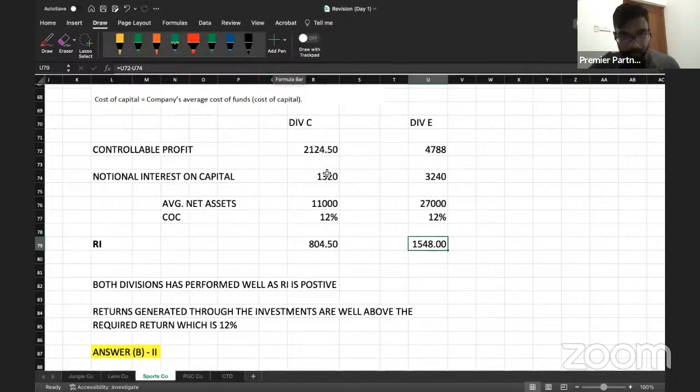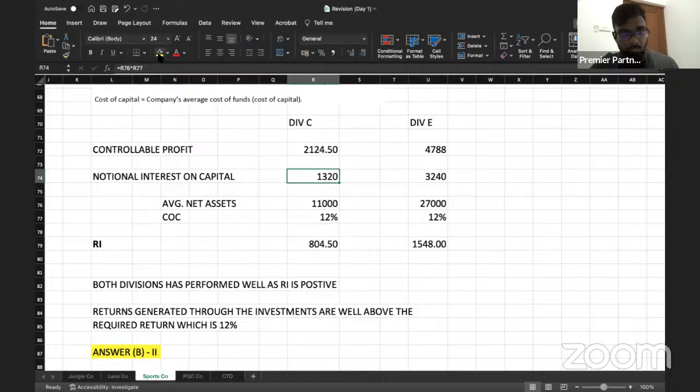People, look at this. So I'm going to explain this RI again. For the amount of capital you have pumped into the business, you need 1,320. The division is giving you a profit of 2,124. So you're getting much more than what you're asking. You're asking for 1,320, you're getting 2,000, so you have positive returns.